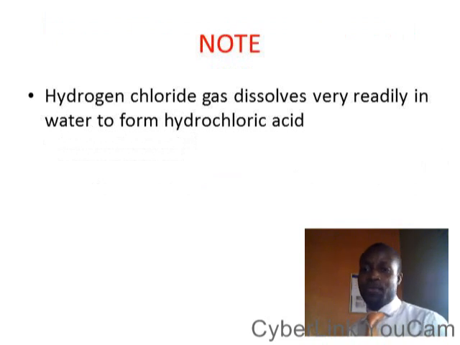Note, hydrogen chloride gas dissolves readily in water to form acid. When you have hydrogen chloride gas, it's a gas, but when it is dissolved in water, it forms an acid. Let's pause it here and we shall continue.